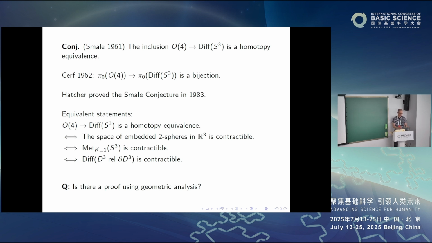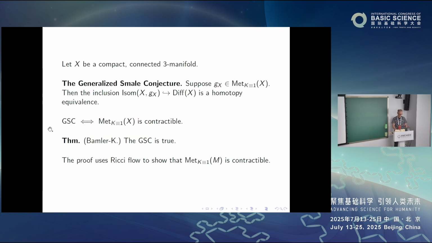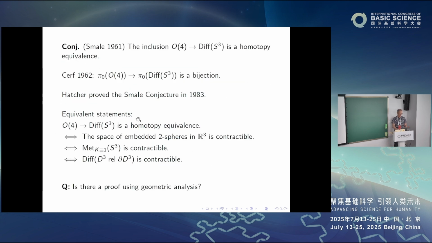So let me just mention, by similar reasoning, this Smale conjecture is equivalent to a bunch of other conditions. For example, the space of embedded 2 spheres in R3, that's a contractible space. In fact, that's the assertion that Hatcher used. And it's also equivalent to the contractibility of the curvature 1 metrics or the contractibility of the diffeomorphisms fixing the boundary.